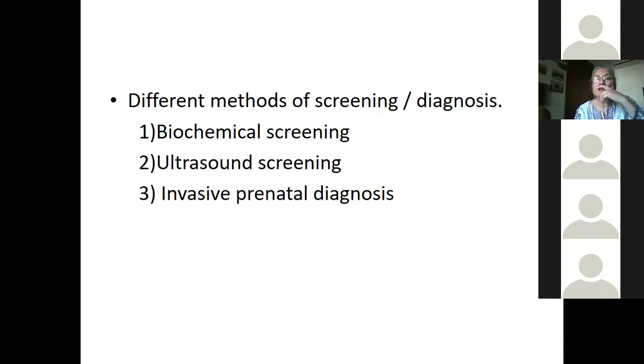So, what are the different methods of screening and diagnosis? For the screening, we have the biochemical method, that is blood testing, maternal blood testing. Then we have ultrasound scan to pick up congenital malformations in the developing fetus. And then for diagnostic purposes, we have certain invasive diagnostic tests like chorionic villus sampling, amniocentesis, and fetal blood sampling to further confirm the diagnosis.